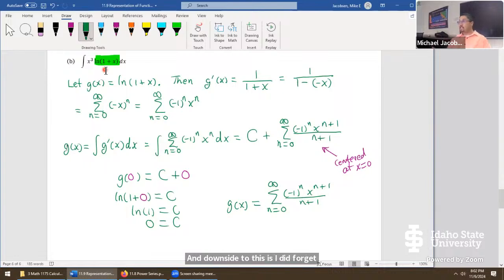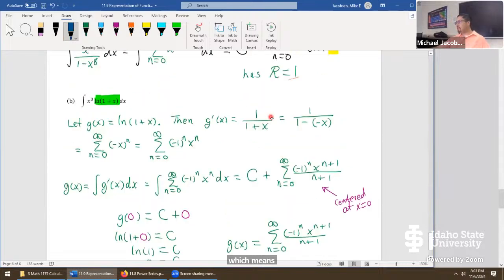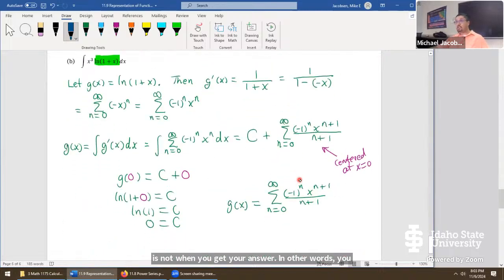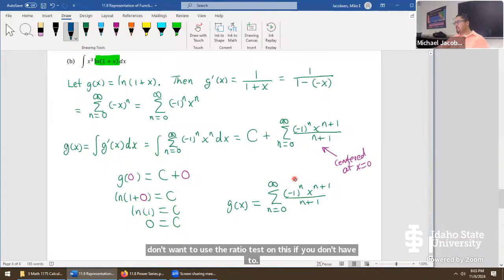We want to integrate this and write the answer as a power series and then state its radius of convergence, which means the easiest time to state the radius of convergence is not when you get your answer. In other words, you don't want to use the ratio test on this if you don't have to. The easiest time to state the radius of convergence is right here.